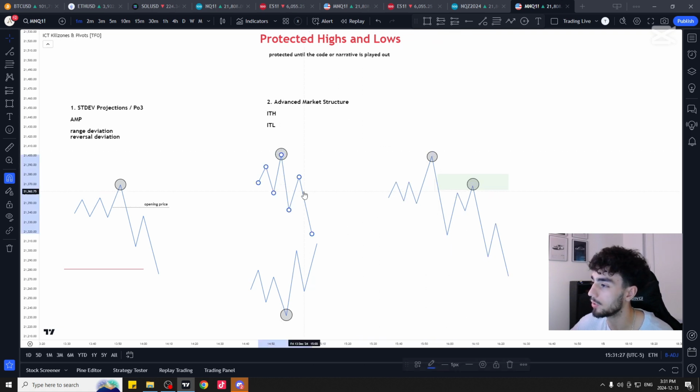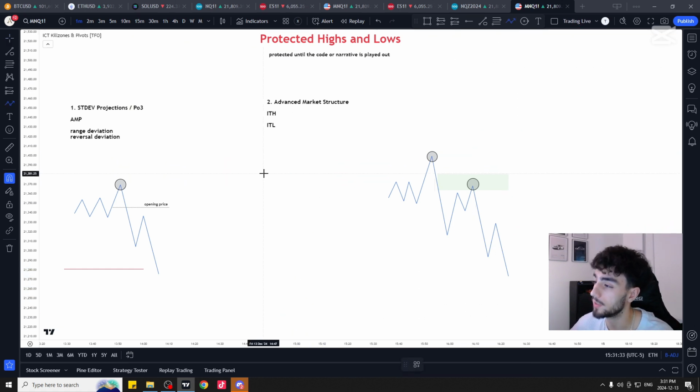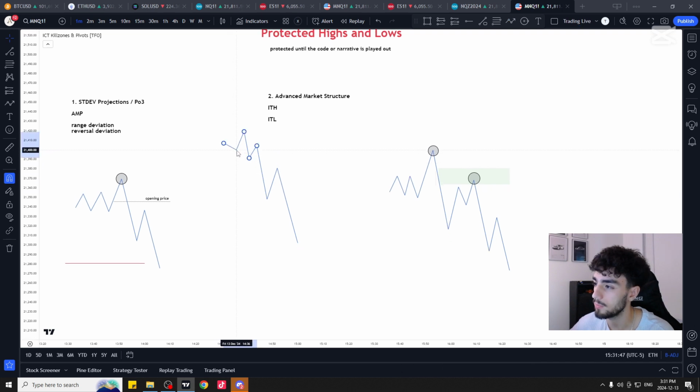Your other example in advanced market structure or protected highs or lows is when price enters a fair value gap. So another form of an intermediate term high is like this. So let's say you got the breaker. So you got the breaker block right there. This is whatever, right? So you get a breaker block.